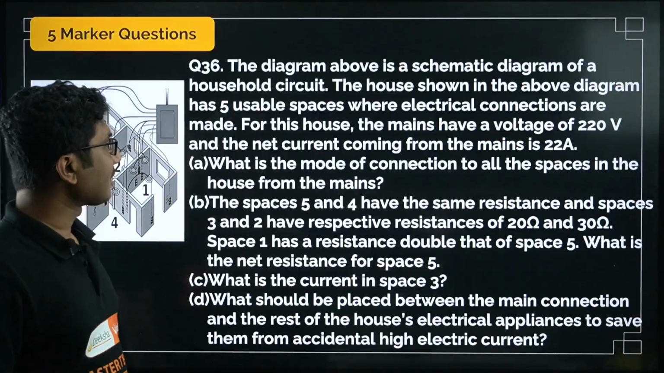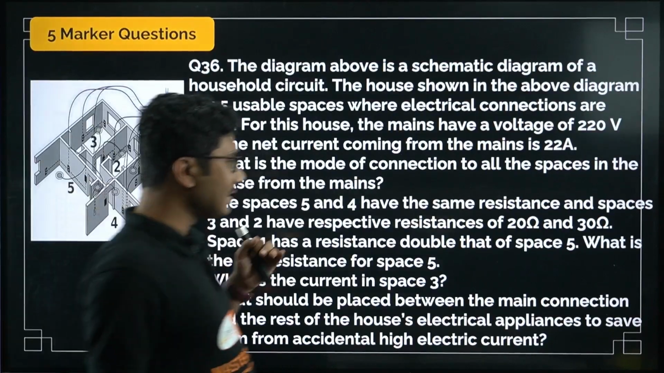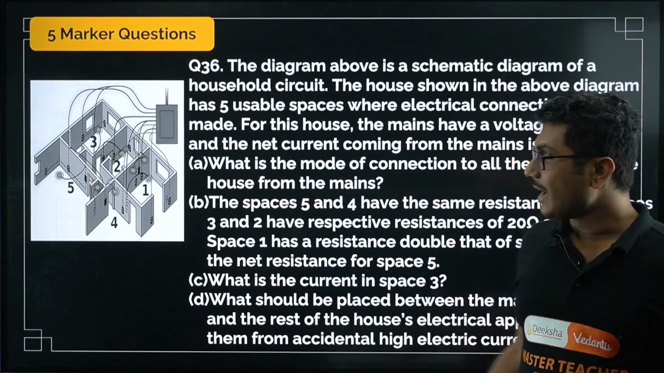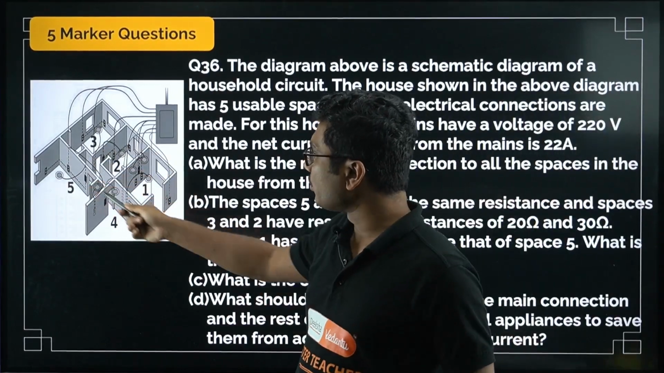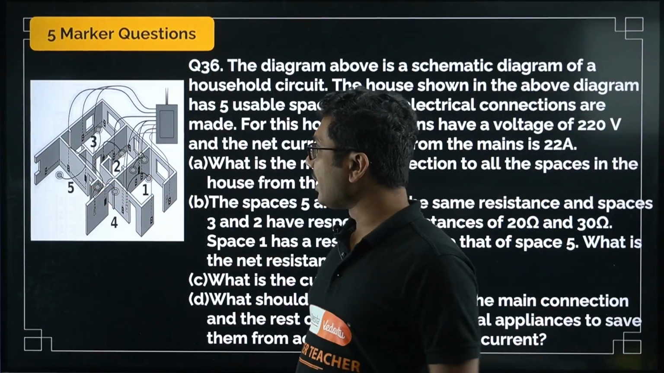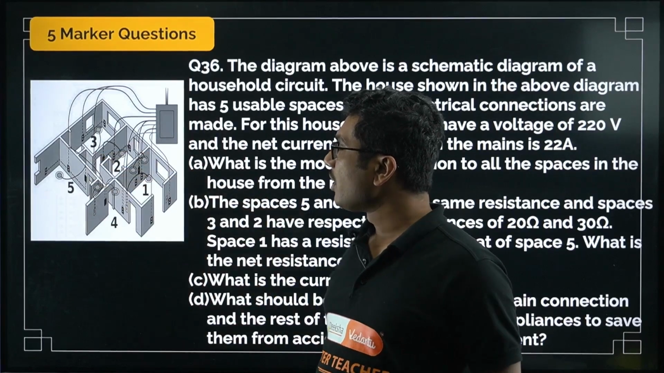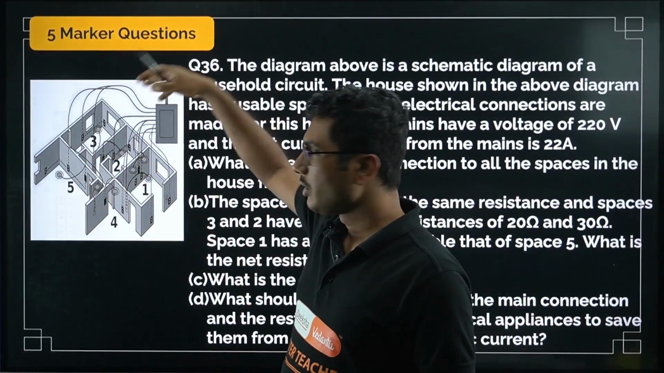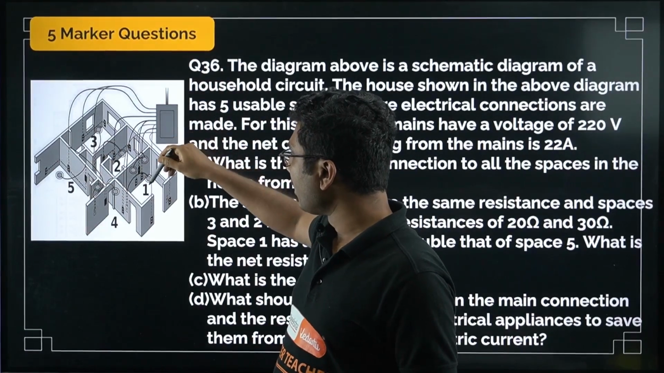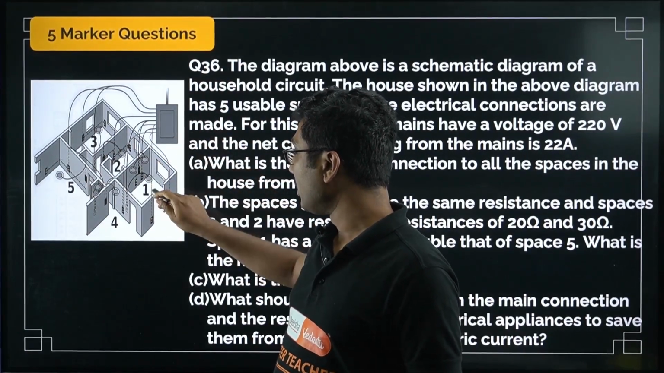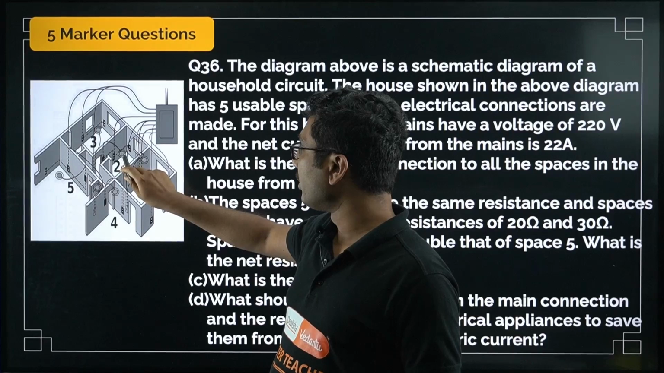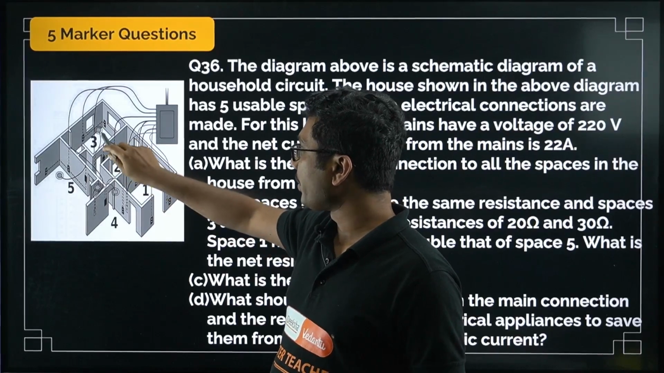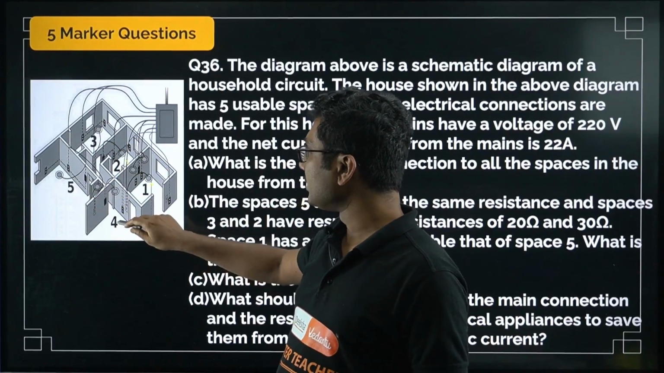Now the 5 marker question. The 5 marker question in this paper is slightly tricky. They have given some 1, 2, 3, 4, 5, 6 different values, but don't be afraid of this. They have shown a house from the top. Different rooms, suppose this is your drawing room, this is your sitting room, this is your study room, this is your parents' room, this is the kitchen, this is your bathroom, like that.